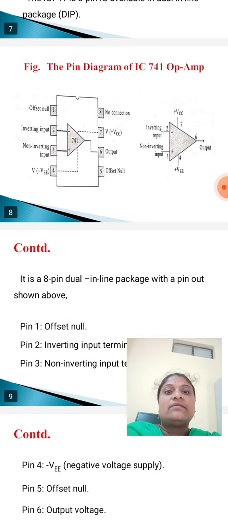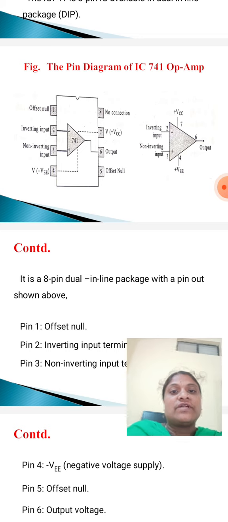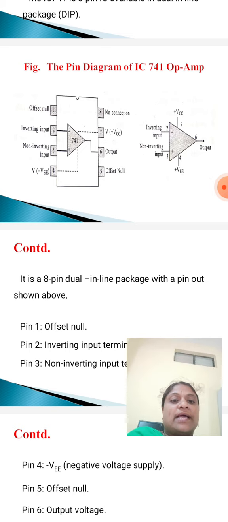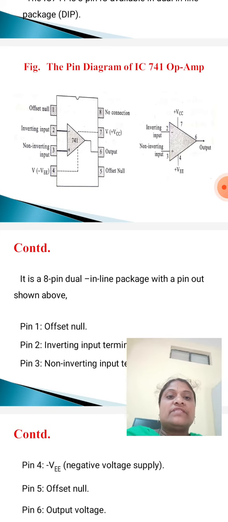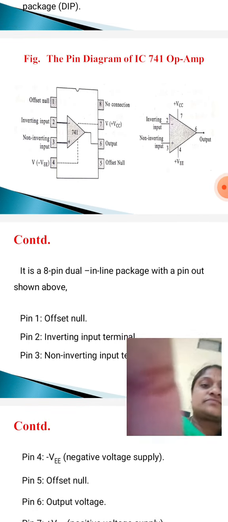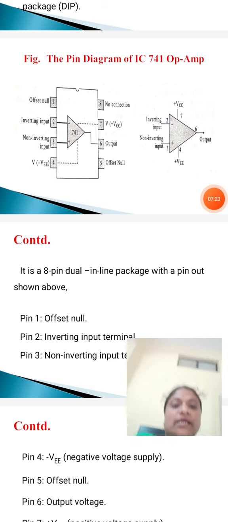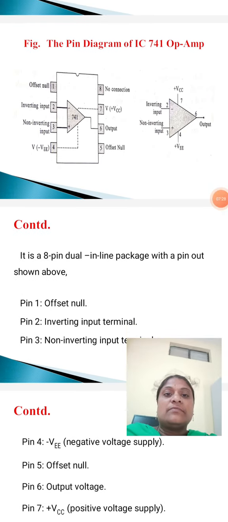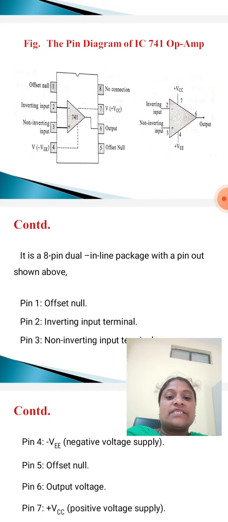See this pin diagram of IC 741 op-amp. It is an 8-pin dual inline package with the pinout shown above. Observe these pins. Pin 1 is the offset null.